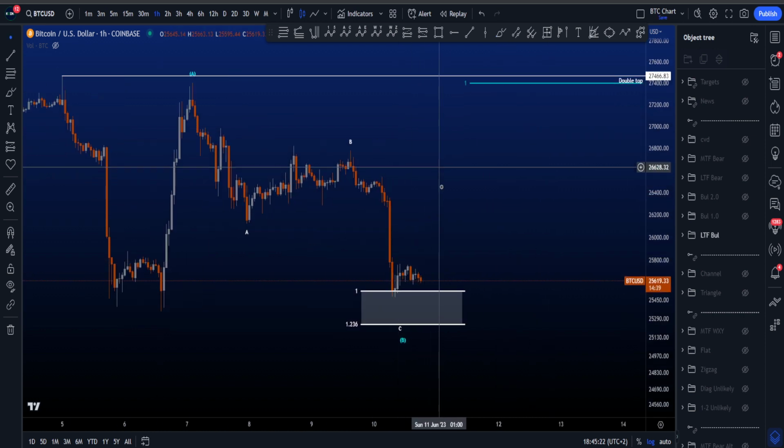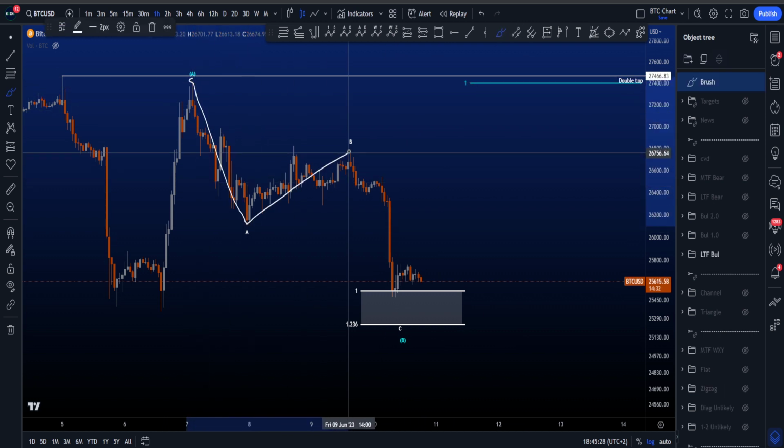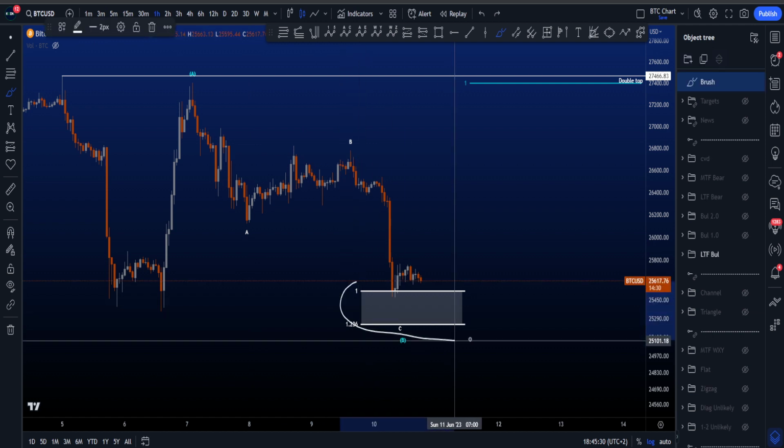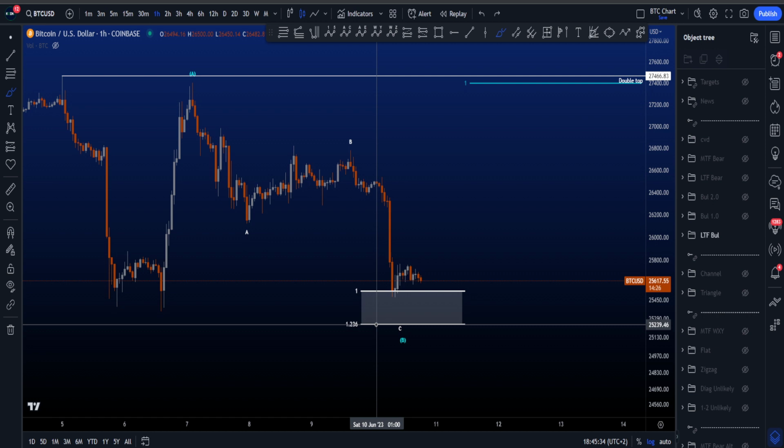Currently inside this wave B, you can see that price is bouncing on the 1-to-1 over here, which is taken from the high of A to the low of this white A to the high of B, which is then the most common target area for the white wave C over here, with the 1.236 sitting at 25.2k.